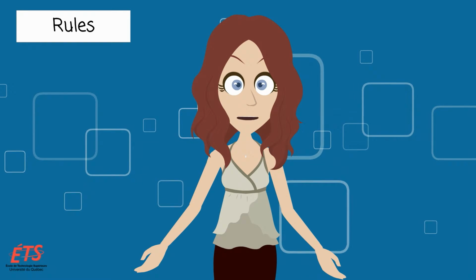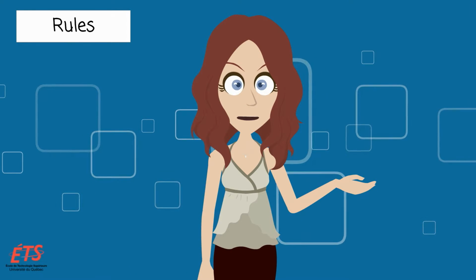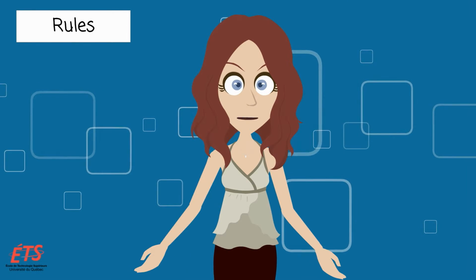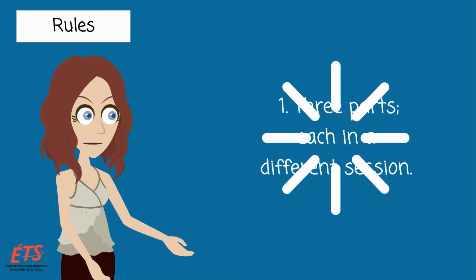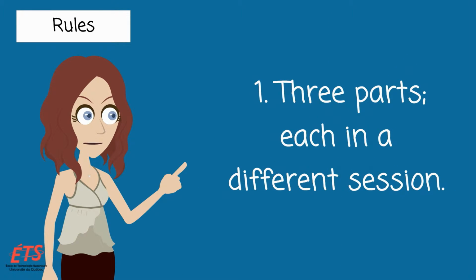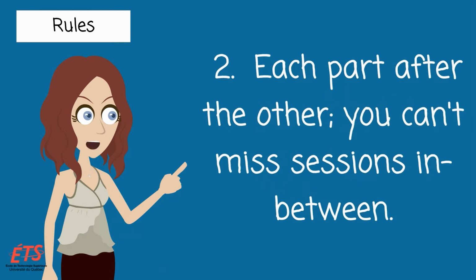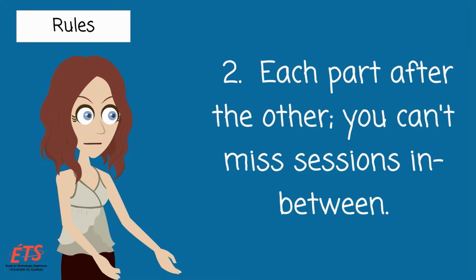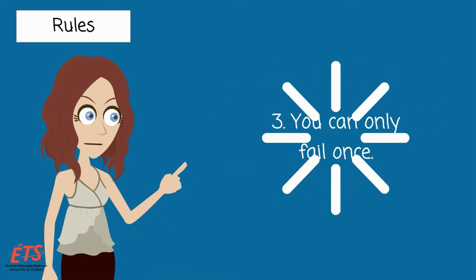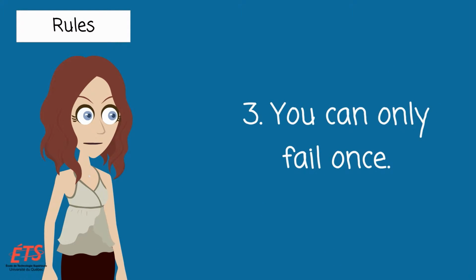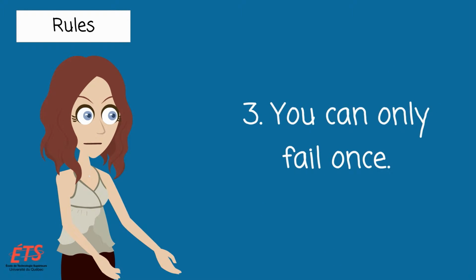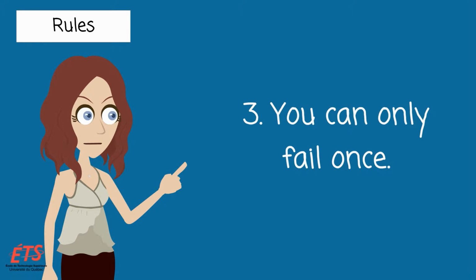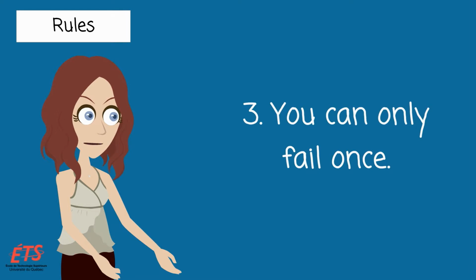The first thing that you will need to know about this 1-year-long exam is its rules. First, the exam is divided into 3 parts, and each part takes place in a different session. Second, you have to take each part one after the other without missing any sessions in between. Third, you can only fail once, and only in one of the 3 parts. This means that if you fail in the first part, you cannot fail any of the other 2 or you will be out of the program.